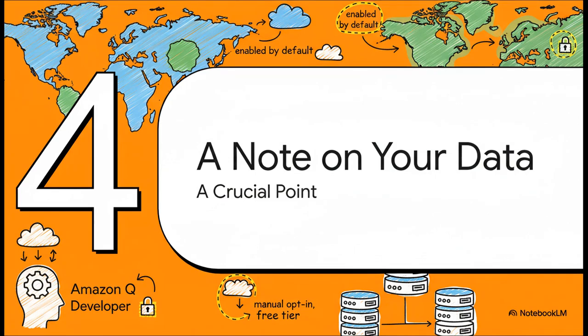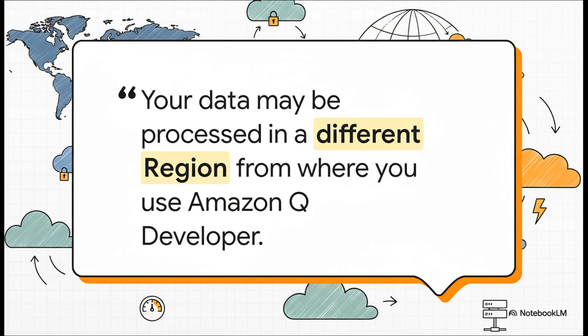All right, choosing your region isn't just about getting access. We're almost done, but there's one last crucial point to consider, and it is all about your data. Now, I'm going to read this next part directly from the official AWS documentation because it is that important. It says, quote, "Your data may be processed in a different region from the region where you use Amazon Q Developer. This has huge implications, especially for anyone dealing with data residency and compliance rules."